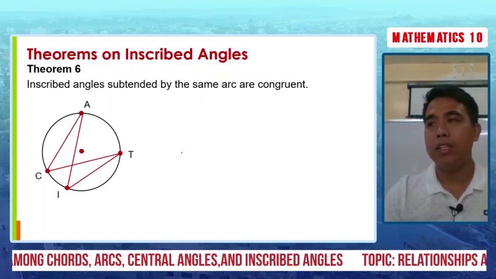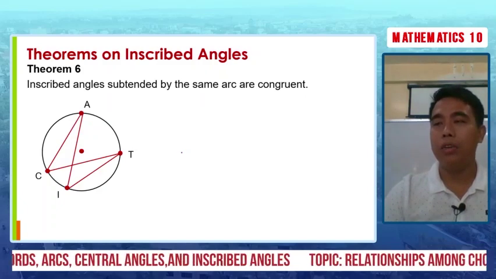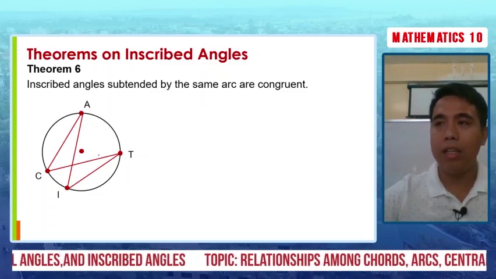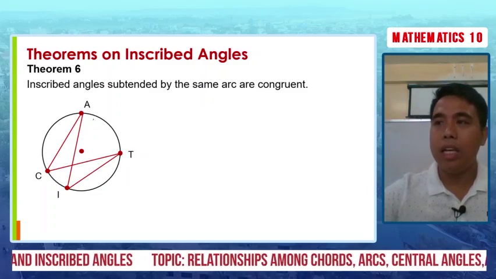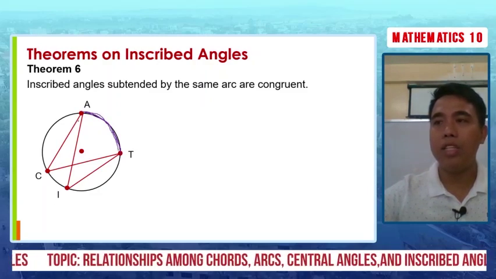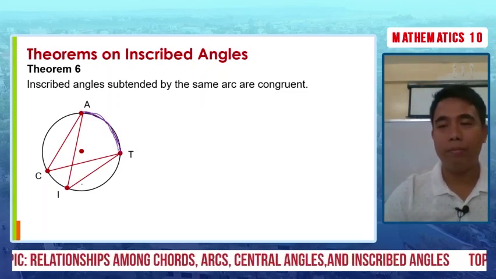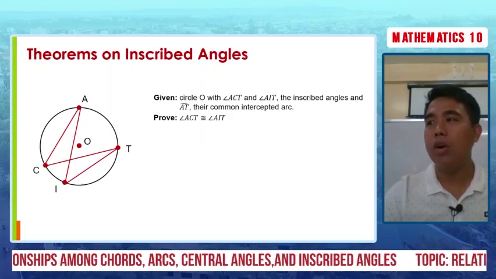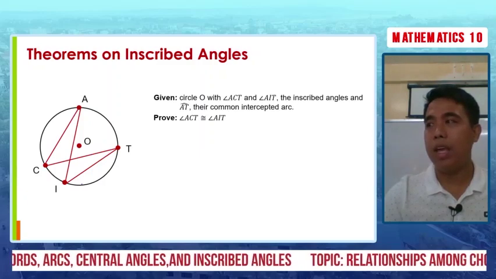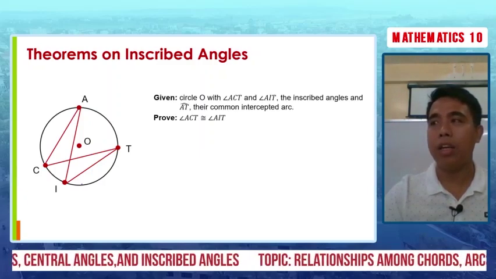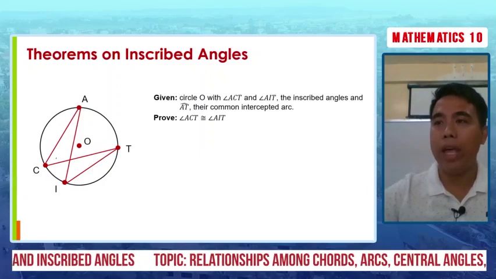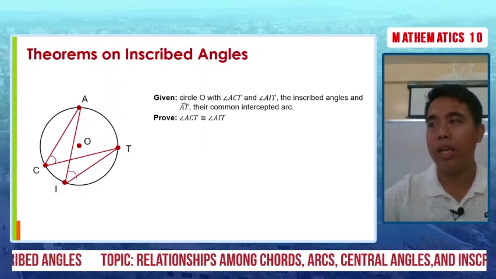Inscribed angles subtended by the same arc are congruent. Ang ibig sabihin, kapag si ACT, angle ACT, inscribed angle AIT, in-intercept yung the same arc, AT, then these two angles are congruent. So since circle O with angle ACT and angle AIT are inscribed angles and AT is the intercepted arc, their common, ayan, yung common intercepted arc nila, i-prove natin that these two angles, etong angle na to and this angle are congruent.